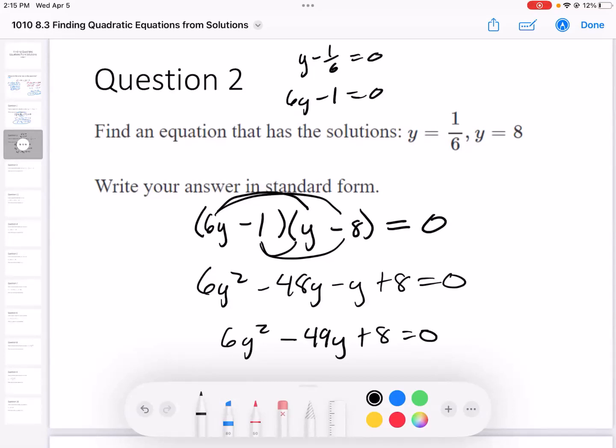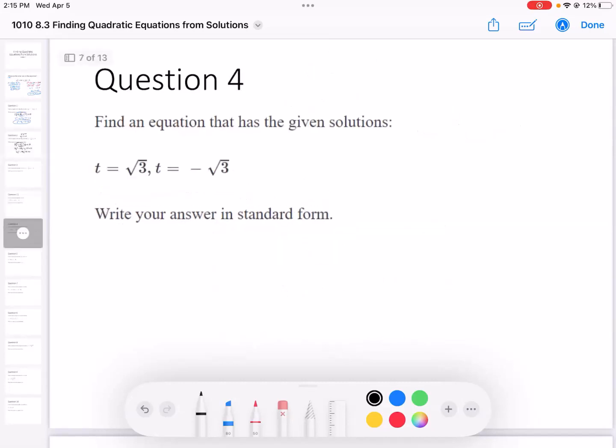And if you ever want to check and see if you did it correctly, you can always take these numbers and plug them into this equation and make sure they really do make them true. Because the whole point is to write an equation that has these two solutions. All right, any questions on how to do it when you have fractions? Okay, so now let's talk about how to do one with the plus and minus stuff.